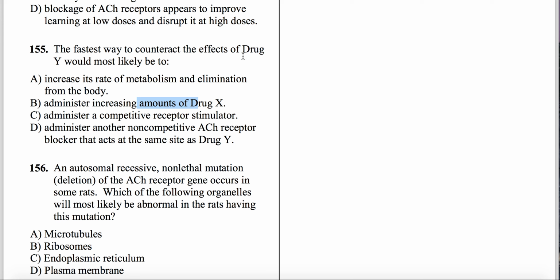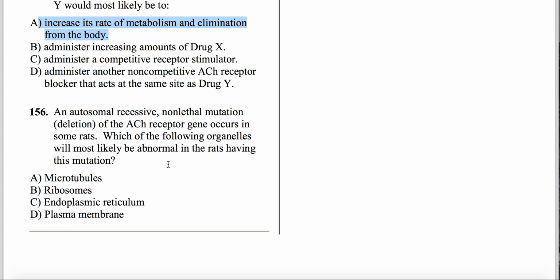Administer another non-competitive acetylcholine receptor blocker that acts at the same site as drug Y. That's kind of a funny choice. All that would do is that now that drug is competing with drug Y for the spot, but they're both still inhibiting the enzyme. So while it will counteract drug Y's ability to bind, it won't counteract its effects. That's kind of the key word. You're counteracting the effects of drug Y. The effect of drug Y is to block the receptor. If we add another blocker that might replace drug Y, it's still a blocker and it's still screwing up learning and memory. So the best way to do it is just to get rid of the receptor and put in a new one that doesn't have that blocker bound to it.